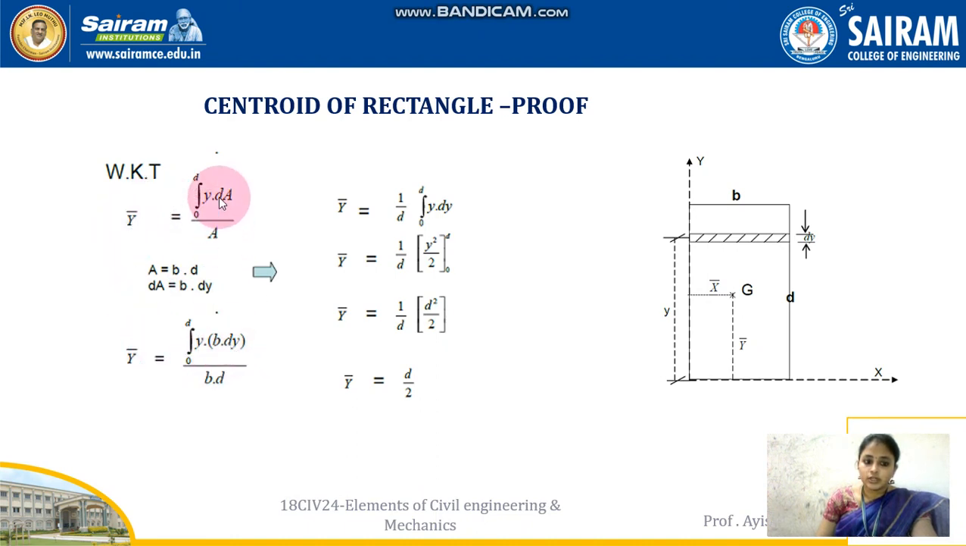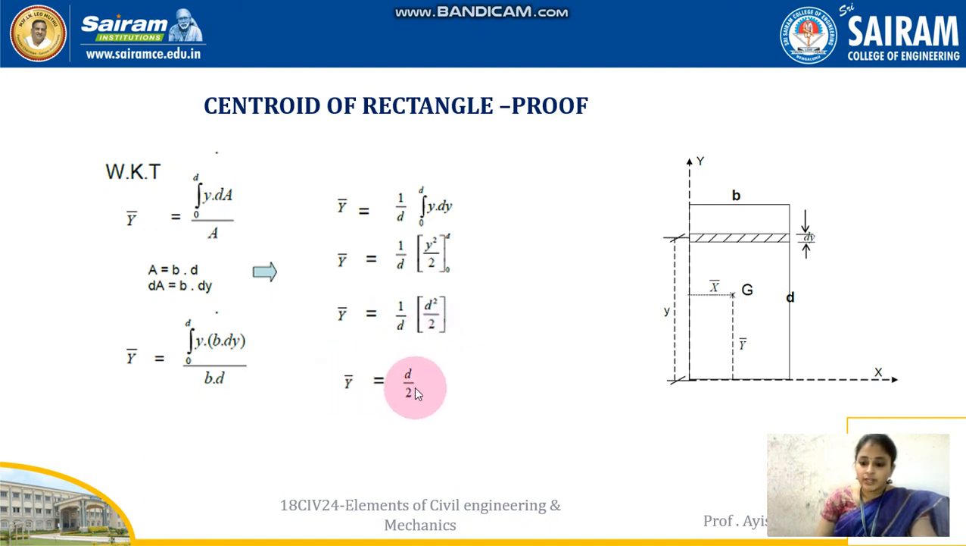Next we need to substitute these things in the formula. Substitute dA and a in the main formula, so you will get y b dy by b into d. You can cancel b in numerator and denominator. Take 1 by d outside. The integration of y dy you keep aside, and if you integrate y dy, it becomes y square by 2. So 1 by d into d square by 2, and finally you will get y bar is equal to d by 2.